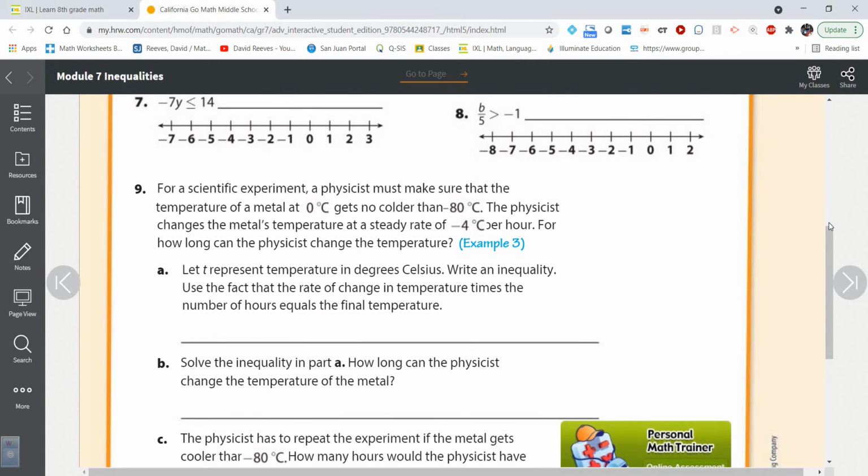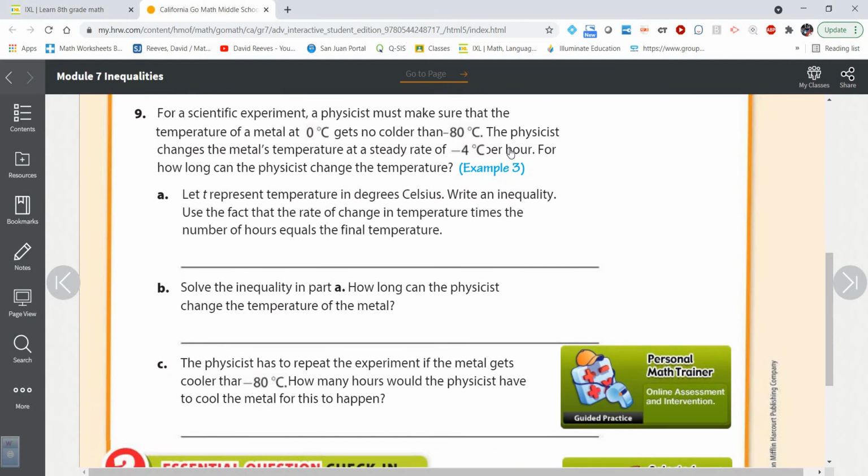For a scientific experiment, a physicist must make sure that the temperature of a metal at 0 degrees Celsius gets no colder than negative 80 degrees Celsius. The physicist changes the metal's temperature at a steady rate of negative 4 degrees Celsius per hour. For how long can the physicist change the temperature? So let T represent the temperature in Celsius. Write an inequality. Use the fact that the rate of change in temperature times the number of hours equals the final temperature.